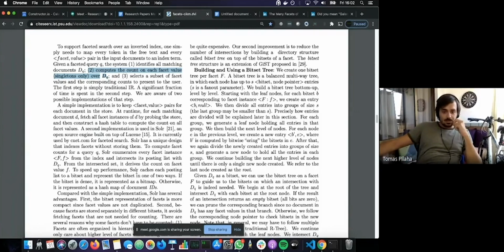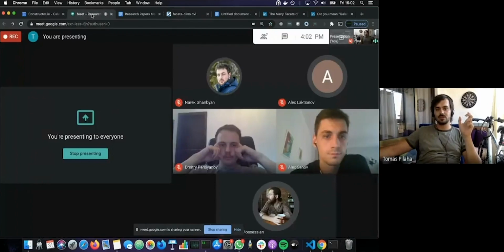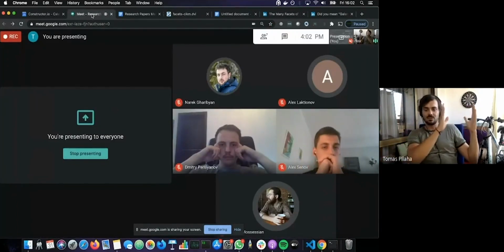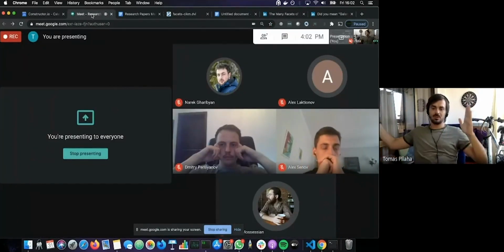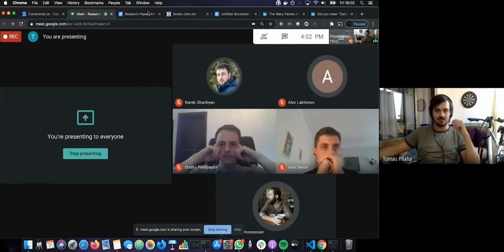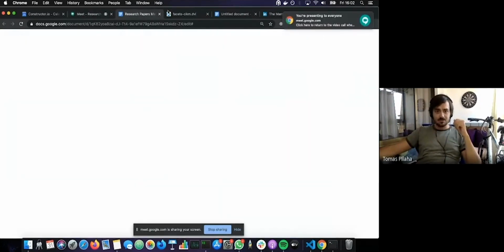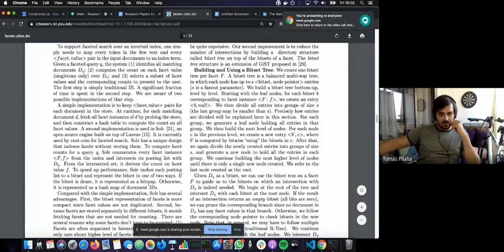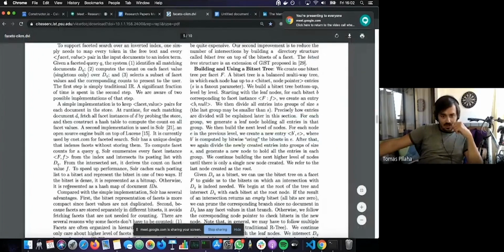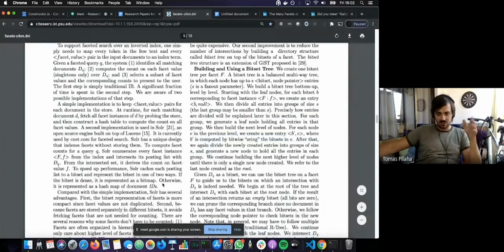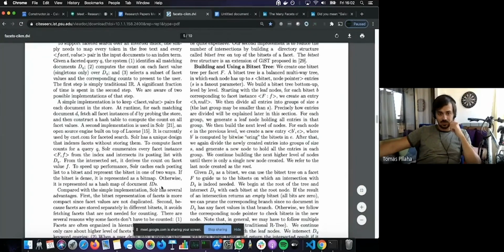And to speed this up, it says that Solr caches the posting list of a facet value to represent a bit set in one of two ways. Basically, the posting list for a facet key value pair is a bitmap of all the documents, which is 1 if the document has the facet key value, 0 if it doesn't have it. And this bitmap is stored in one of two ways. If the bit set is dense, it's just a normal bitmap. Otherwise, it's a hash map of document IDs.